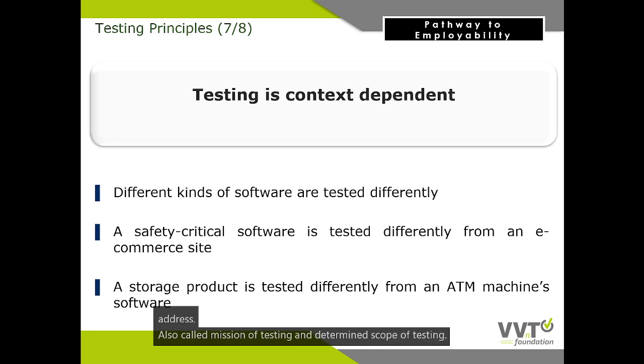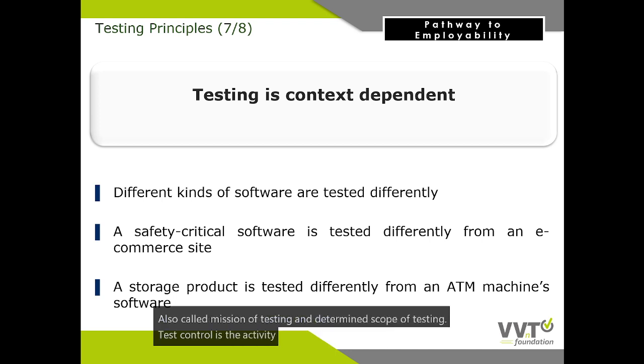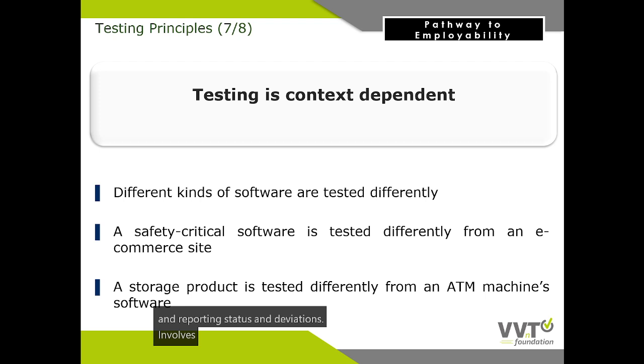Test control is the activity of comparing actual progress against plan and reporting status and deviations. Involves taking actions necessary to meet the mission and objectives of project.